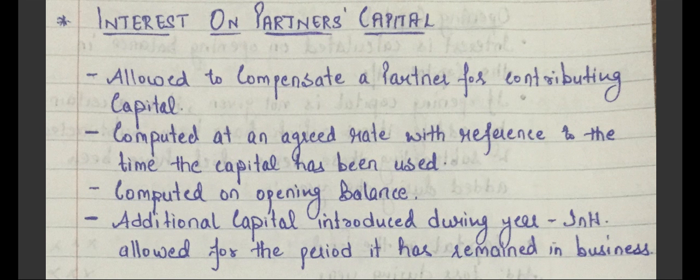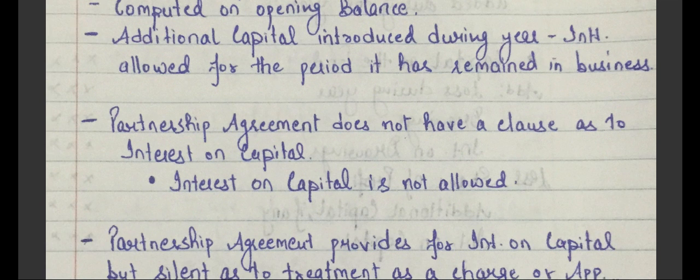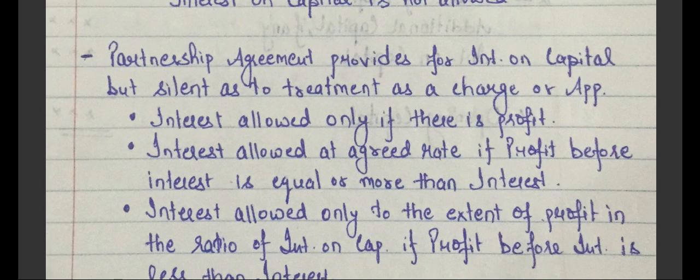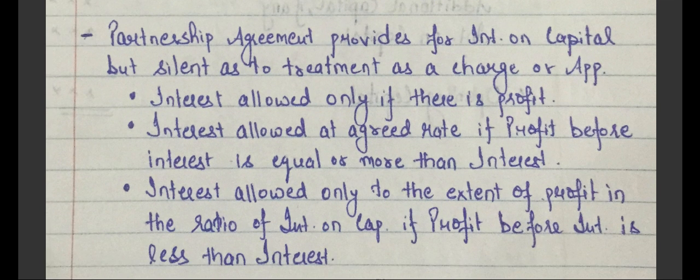Then we had the partnership agreement does not have a clause as to interest on capital. The provisions of Indian Partnership Act 1932 will apply, which clearly states that interest on capital is not to be allowed. Then partnership agreement provides for interest on capital but silent as to the treatment as a charge or appropriation. Interest allowed only if there is profit, right? Interest, if the profit is more than interest, at an agreed rate. If profit is less than the amount of interest, then that profit will be divided in the ratio of interest on capital. Clear? That was interest on capital.